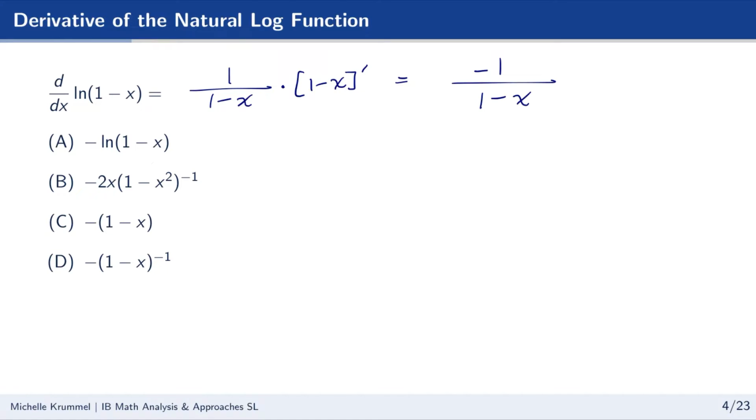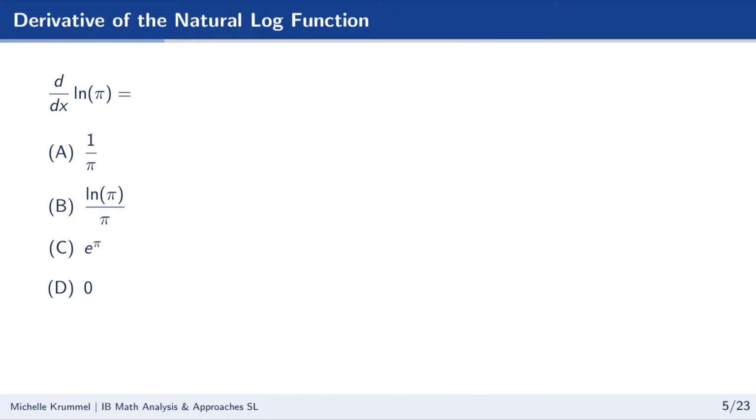The derivative of the natural log of pi. We need to be careful here because pi is a constant and not a variable. So we should use the constant rule to find our derivative here. The natural log of pi is a constant because pi is a constant. So this is just the derivative of a constant, which is 0. There's no real work to show for that one. The natural log of pi is a constant, and so its derivative is 0.